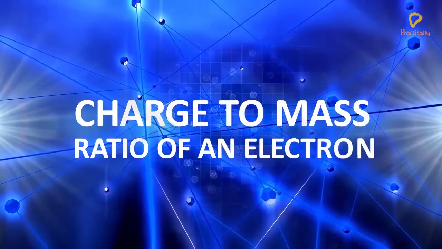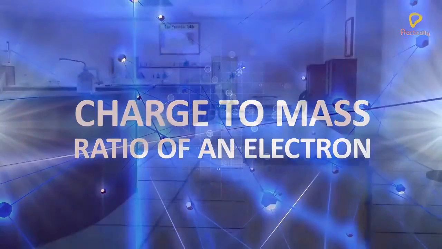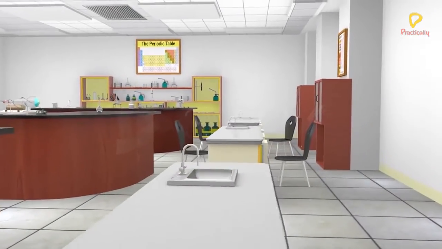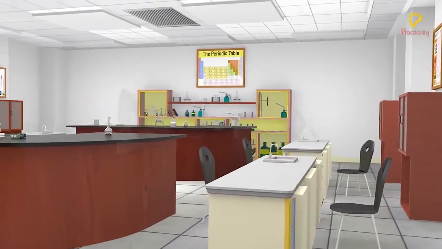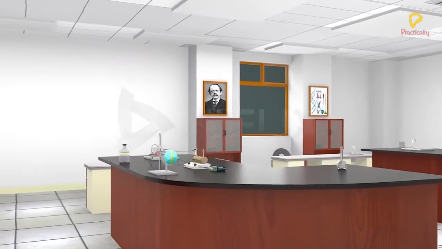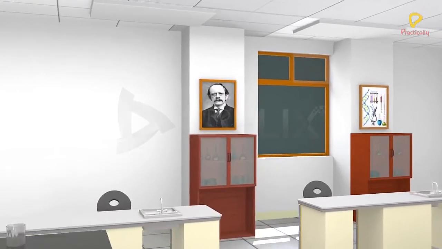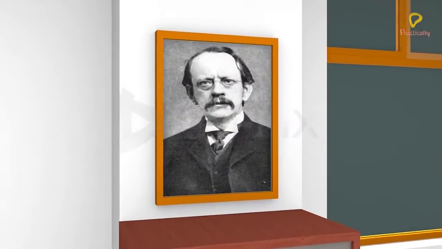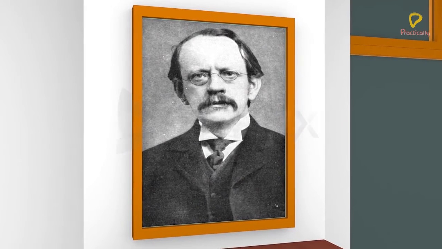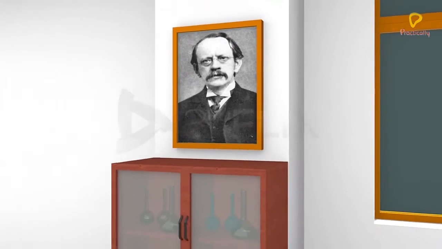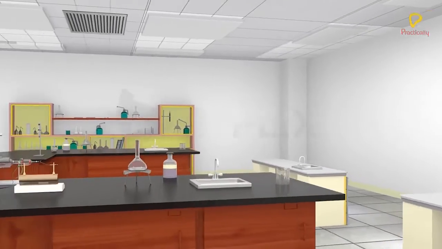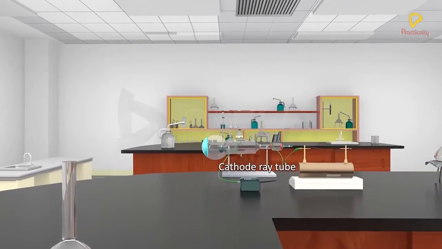Charge-to-mass ratio of an electron. Once the electron was discovered, JJ Thompson continued his efforts to calculate the charge-to-mass ratio of an electron through experiments. The experimental setup included a cathode ray tube.